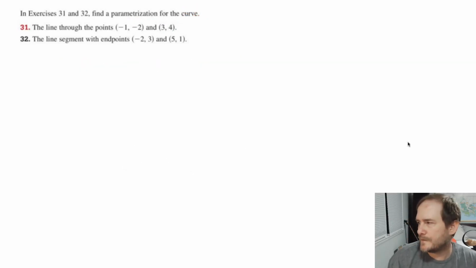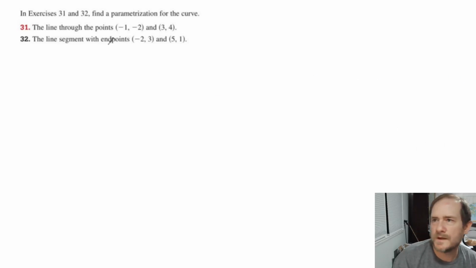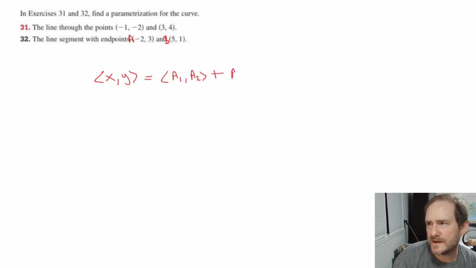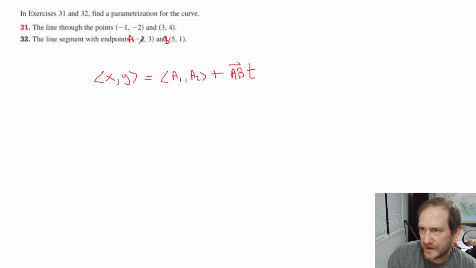So for 32, my advice to you is if you're trying to parameterize a segment, then go ahead and just let one point be A and one be B. Make sure to use A as your point, and use ray AB as your ray. Use point A for sure as your starting point, and then use the vector that goes from A to B.